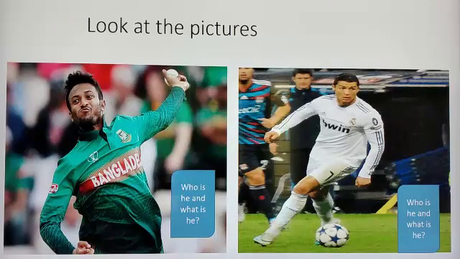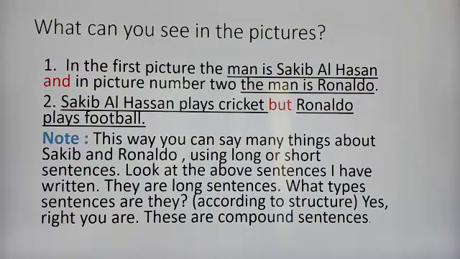Look at the sentence. Can you see the sentence? Number 1: In the first picture, the man is Saqib Al Hassan, and in picture number 2, the man is Ronaldo. You see the use of red ink and underlined words. The man is Saqib Al Hassan, underlined. The man is Ronaldo, underlined, and in red color you can see the conjunction and. So this is a long sentence.